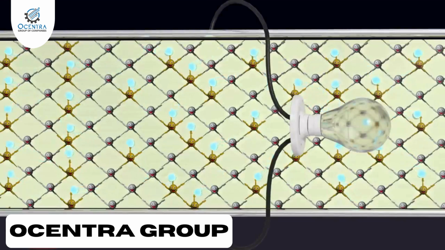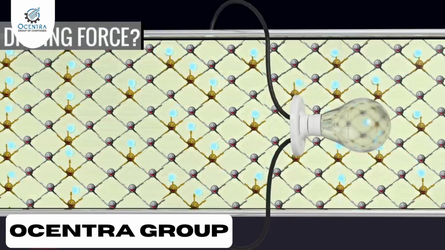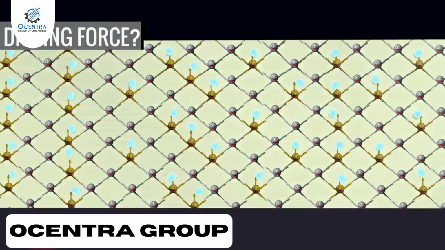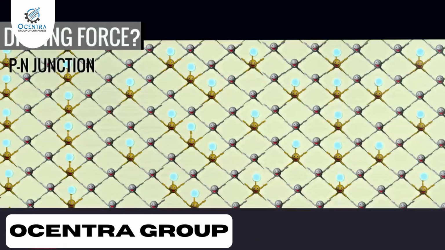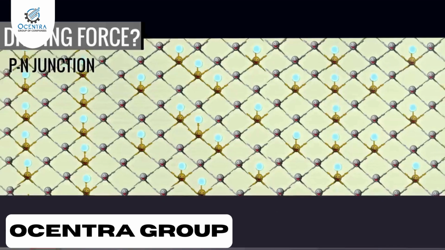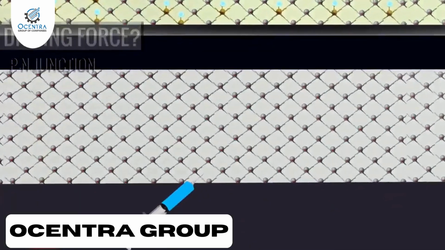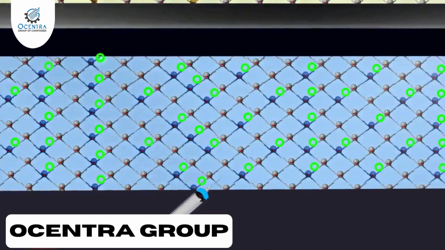An easy and practical way to produce the driving force is a p-n junction. Let's see how a p-n junction produces the driving force. Similar to n-type doping, if you inject boron with 3 valence electrons into pure silicon, there will be one hole for each atom. This is called p-type doping.